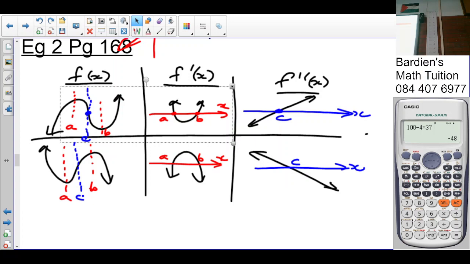People, for homework is exercise 11. You give me number 1, 3, 5, 7, 9 and 11. You do those 5 sums for tomorrow. We only have 2 lessons before we're writing our exam. Okay, people, enjoy the rest of your day.